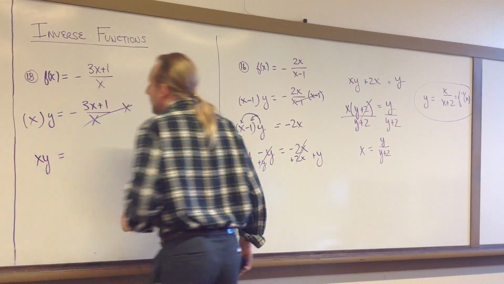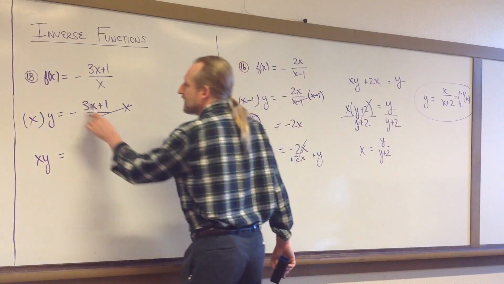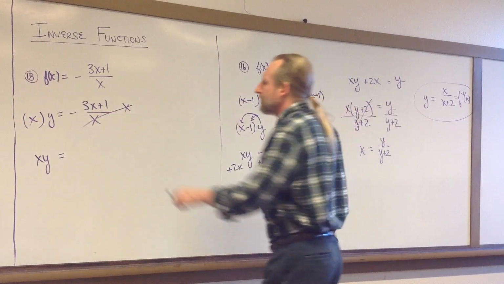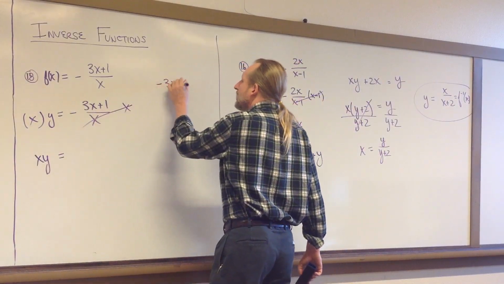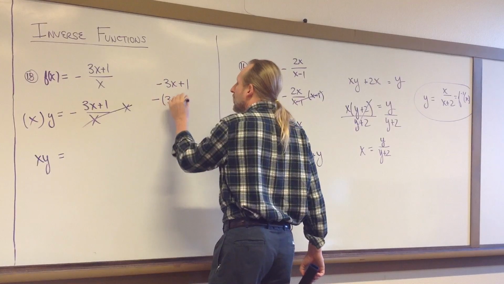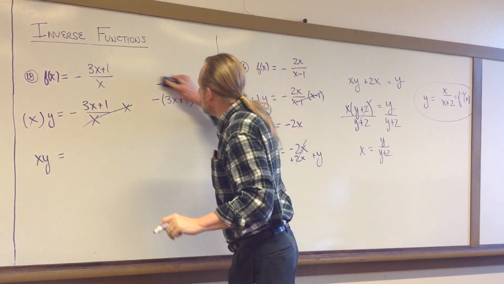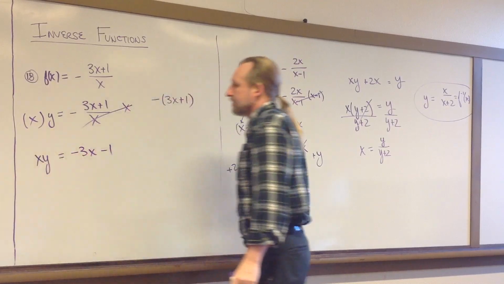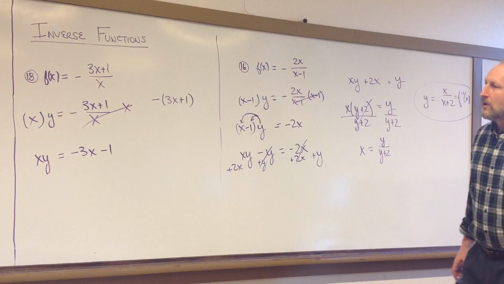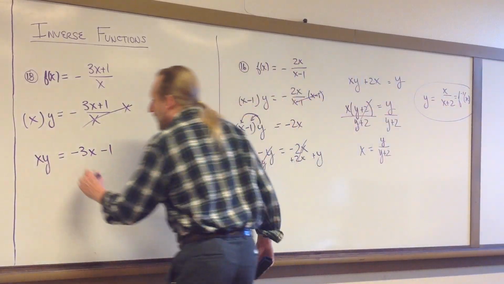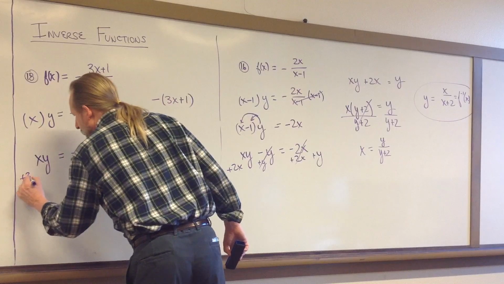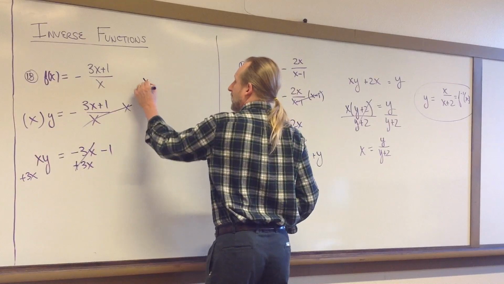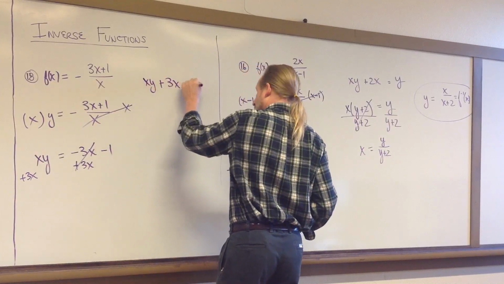Xy equals, now this is a little bit tricky too. You've got this negative sign hanging around. Well, it's not just going to affect the 3x. It's not going to be negative 3x plus 1. It's going to be negative parentheses 3x plus 1. So that's minus 3x minus 1. Okay, so now we're going to bring that 3x over here. So that'll give us xy plus 3x equals negative 1.